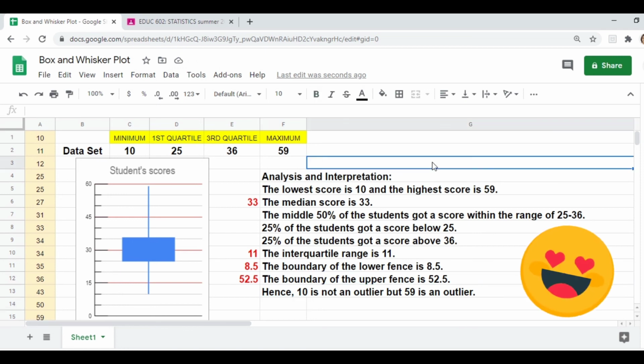So there you go. That's how we interpret the box and whisker plot.